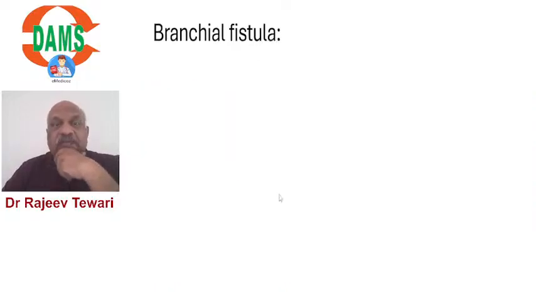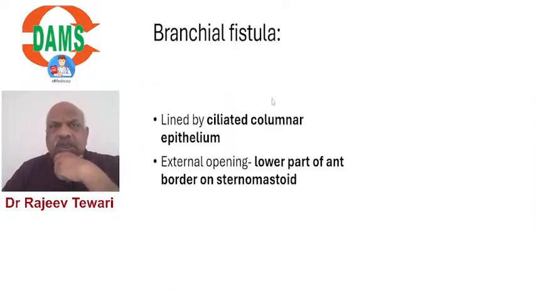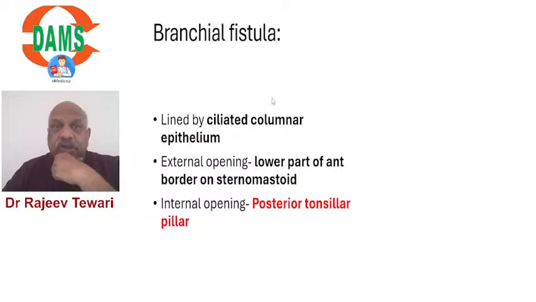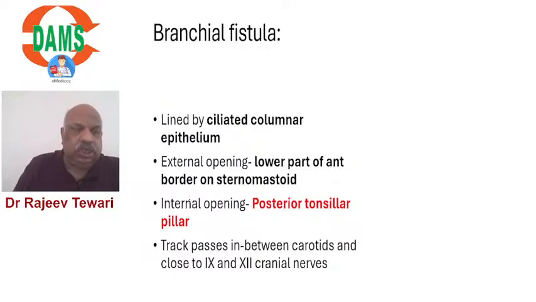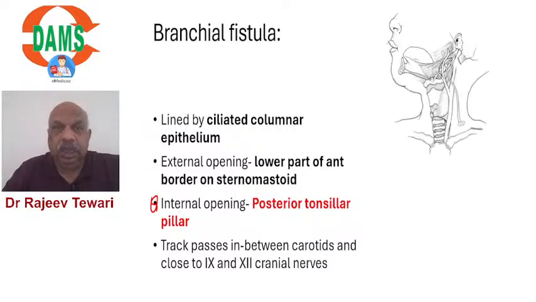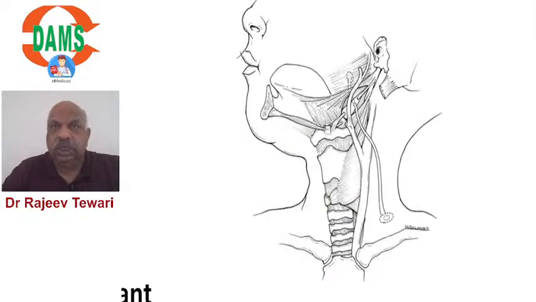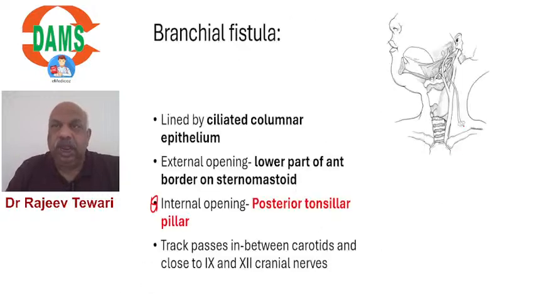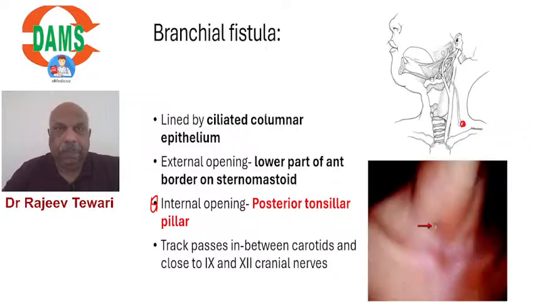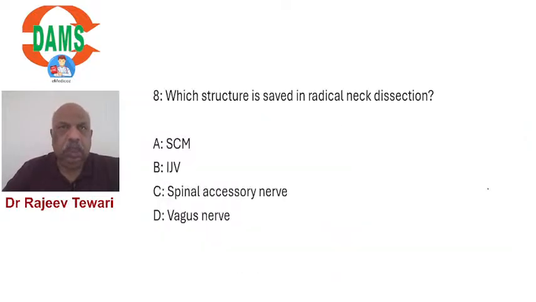And what about branchial fistula? They are usually present at the lower part of the anterior border of sternocleidomastoid, and they pass through the 9th and 12th cranial nerves. And this is the question they ask: what is the internal opening? Posterior tonsillar pillar. They open here, posterior tonsillar pillar, and open externally at the lower part of the anterior border of sternocleidomastoid. Which structure is saved in radical neck dissection?